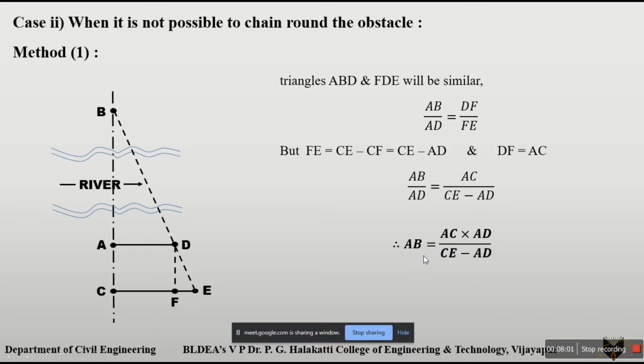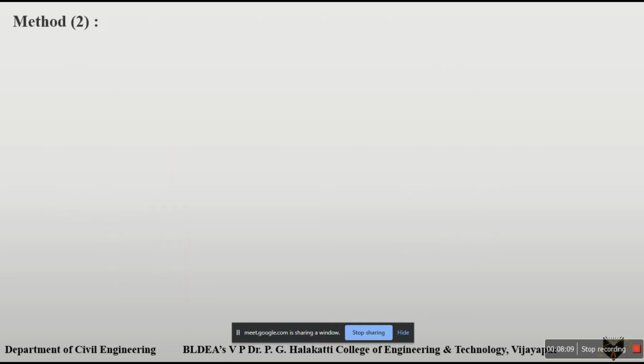Here we are using the similar triangle conditions. This is the first method. Second method: the same obstacle, again the same. The obstacle is due to the river, so it is our chain line. Here we have to select two points on either side of the river, that is A and B.